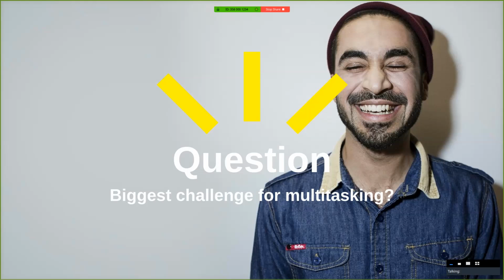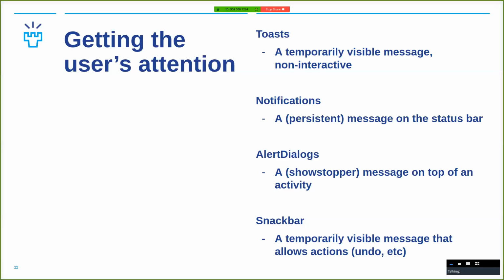Any ideas? Human concentration. Bingo. Exactly. Getting the user's attention. That is the hardest thing you can do when you're doing multitasking.